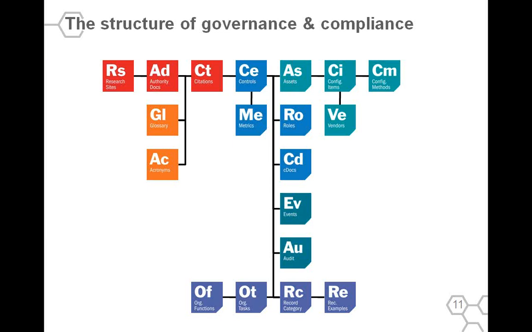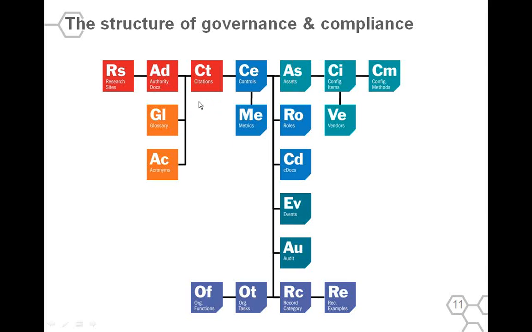We get the information on the authority document, and once we start the mapping process, we have a mapper read the authority document through the lenses of the glossary and acronyms. We pull out every mandate in that document. Some documents only have a couple of mandates, literally a couple, and some have thousands. Each mandate gets pulled out into a separate citation table. Now here's where the magic begins.